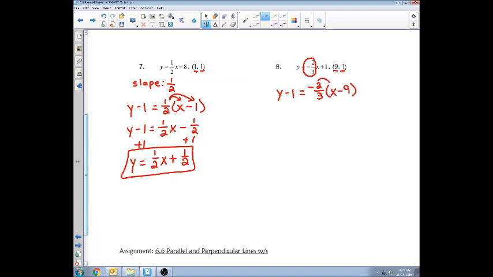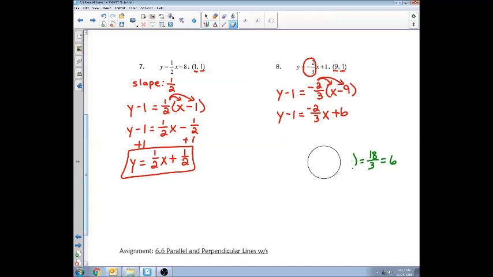Okay. If I distribute the negative 2 over 3, y minus 1 is equal to negative 2 over 3x. What is negative 9 times negative 2 over 3? You don't have to write this down because you could always use your calculator, but negative 9 over 1 times negative 2 over 3 would equal positive 18, because negative 9 times negative 2 is 18. 1 times 3 is 3. 18 over 3 would end up being 6. So this would be plus 6.